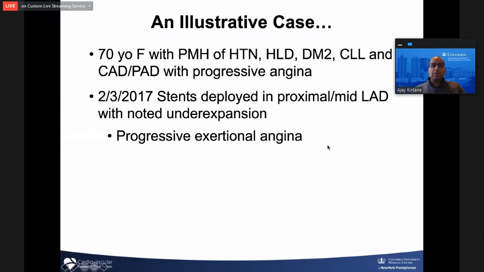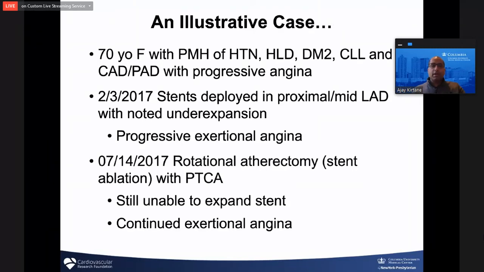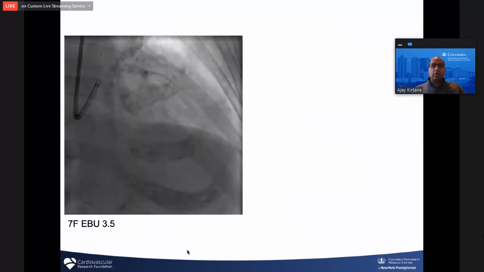This is somebody who we took care of who actually had stents deployed in the proximal LAD with lesion preparation, actually. But unfortunately, the stent was underdeployed. And so at that point, rotational atherectomy was tried through the stent to ablate it, but still unable to expand the stent, and the patient continued having symptoms. And so this is what the stent looked like.